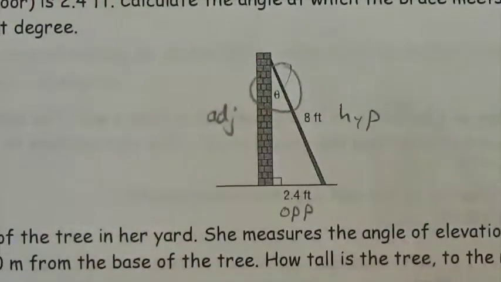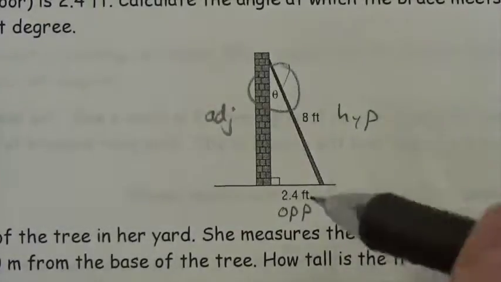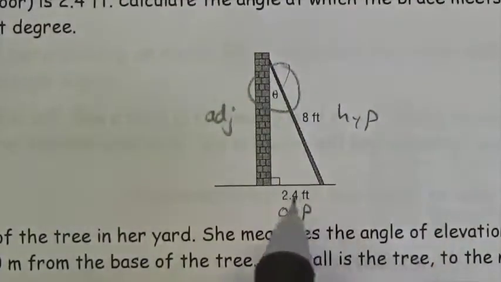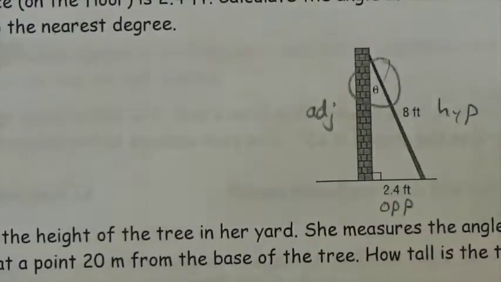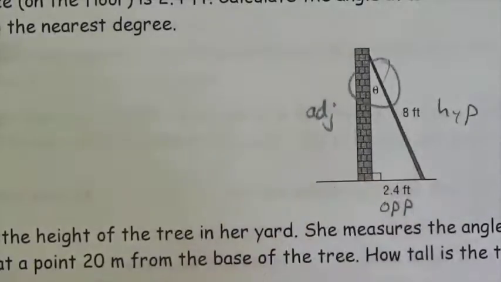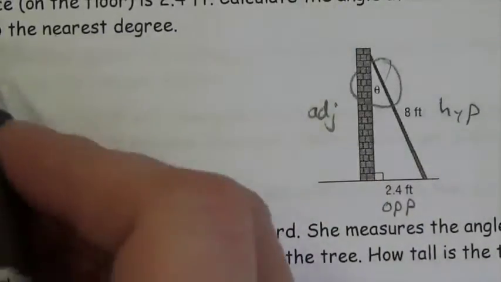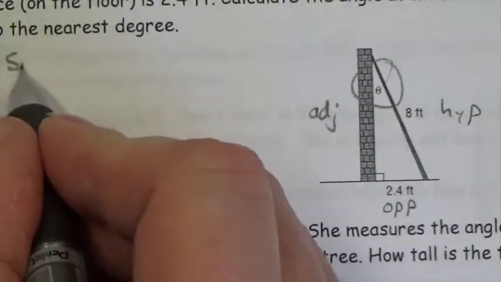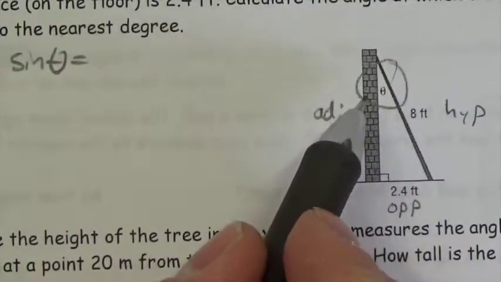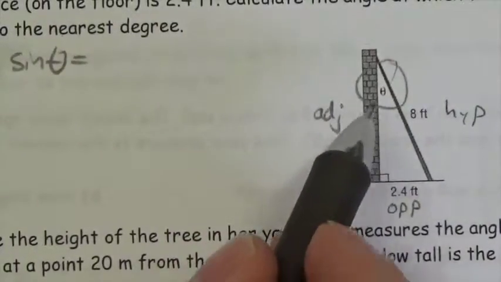Now, I don't have any information about the adjacent. I'm not being asked for anything about it, so that's not relevant. So really the only relevant pieces here are the opposite and the hypotenuse. So I've got to think, what trig function do we know is that ratio? And the answer is sine. So the sine of theta, I don't know what the sine of theta is. I don't know what theta is.